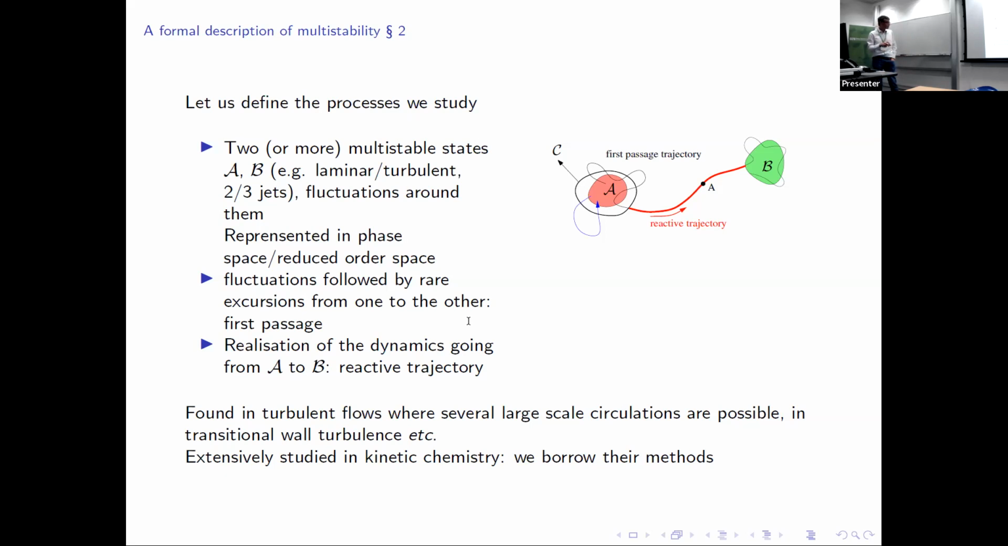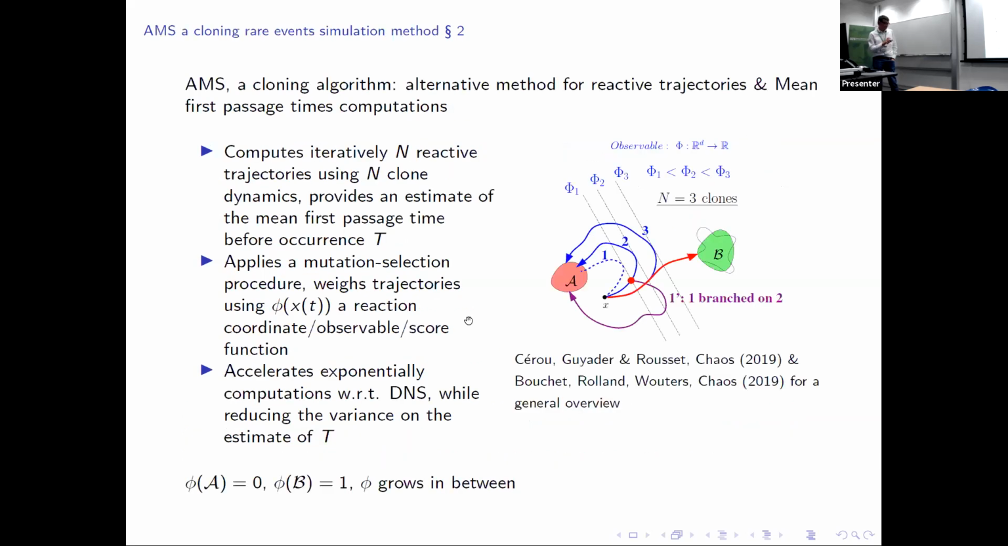And what is also interesting to us is that this kind of bistability problem has been widely studied in kinetic chemistry for almost a century. So basically, they had a lot of ideas, and we took some of these ideas to help us simulate our multi-stable flow. One thing I've used extensively is rare event simulation methods.